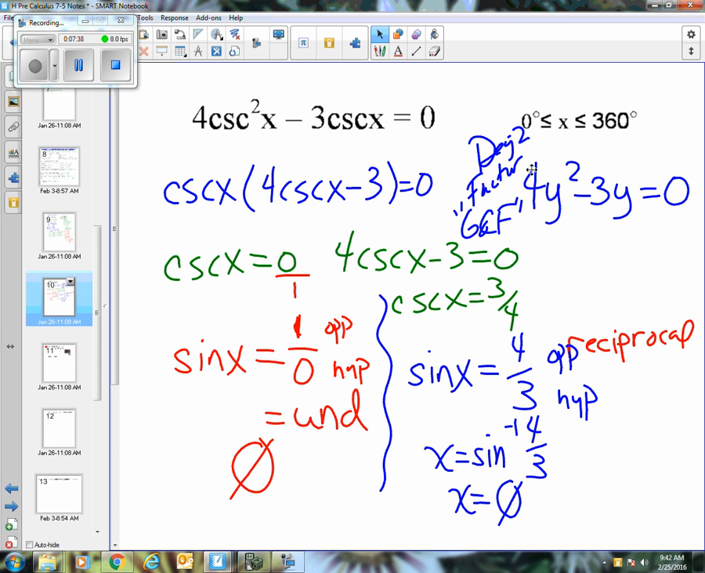Sometimes one of the factors will work and the other one doesn't. Sometimes they both work. Sometimes neither work. So this is a great example of something that has no solution.